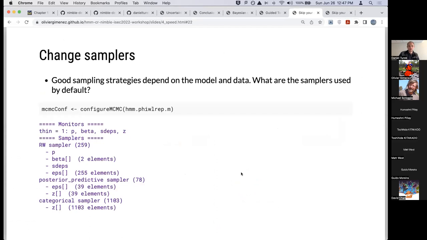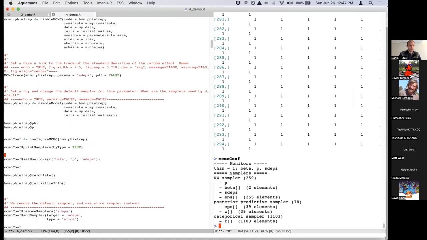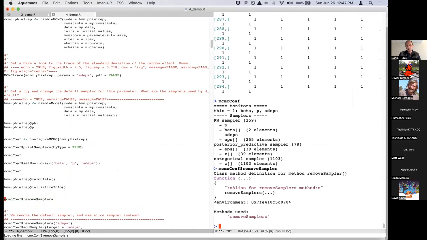We can try doing something different. You can modify the samplers in the MCMC configuration using functions like remove sampler and add sampler. And actually, this is not even released yet, but as I mentioned, there's things like remove sampler right there. That's a function, remove samplers, alias remove samplers is the same thing.